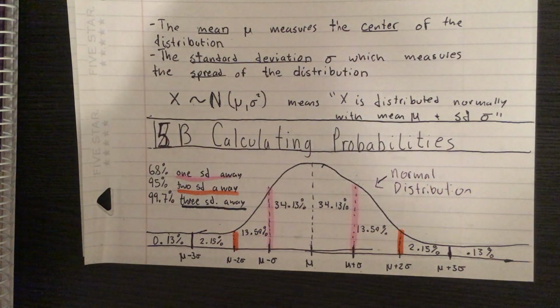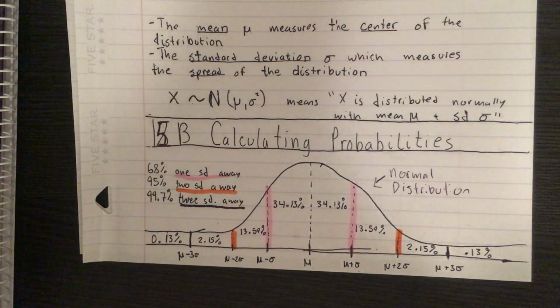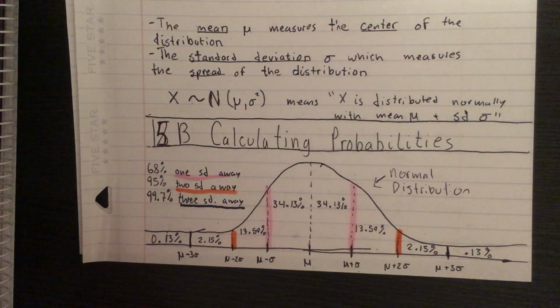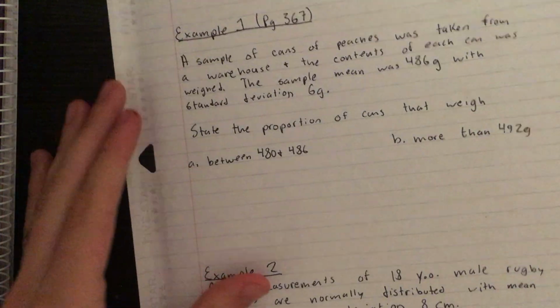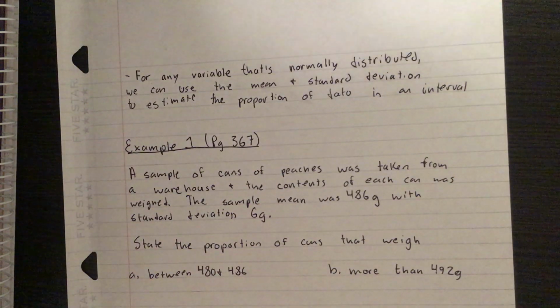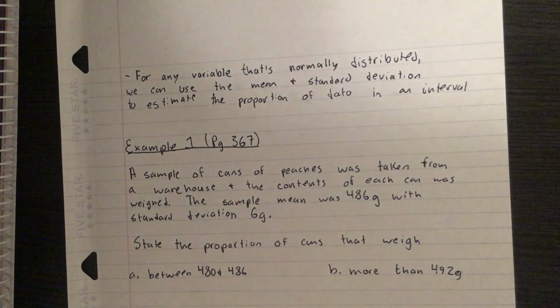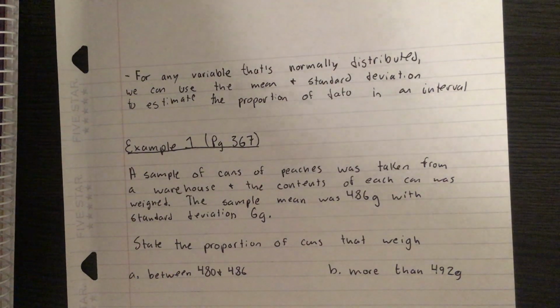So we need to make sure we have this picture down. We need to make sure we have these percentages written down, because we are going to be using some properties of the normal distribution to answer some questions about a wide range of problems. So get that down for me, and take a second if you need to, and we're going to do some math problems here with this. Now, basically, if you have any variable that's normally distributed, if you can figure out that it is normally distributed, or if you are told that it is normally distributed, you can use the mean and the standard deviation to estimate a proportion within an interval.